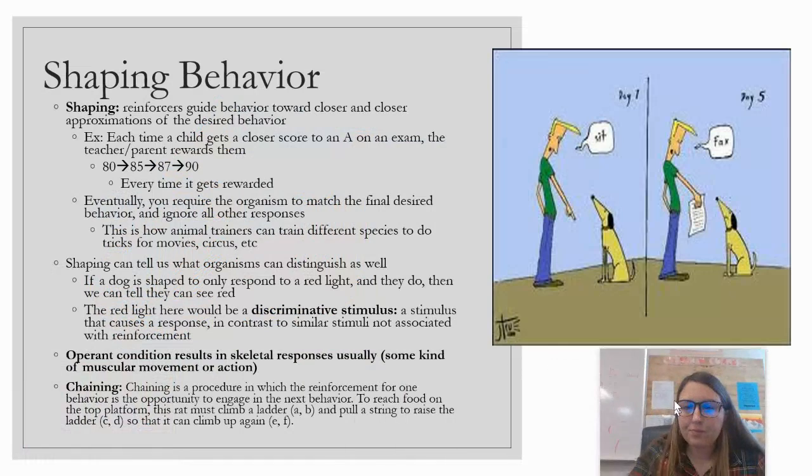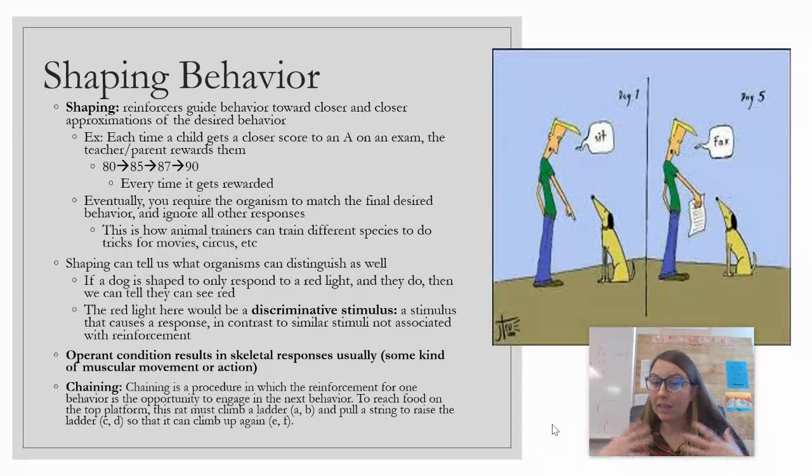So, if you've ever trained a dog, which now I can say I have done, you use a process called shaping when you're doing this. So shaping is when you basically reinforce an organism's behavior in small steps to eventually get them to do what you want them to do, the ultimate behavior.